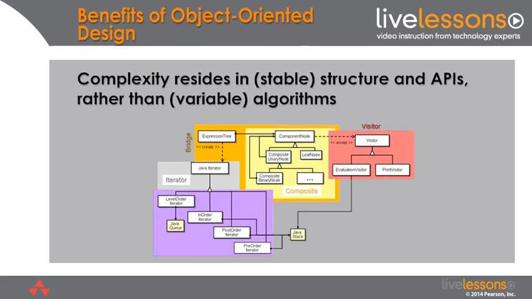One of the benefits of an object-oriented design, especially in comparison with the original algorithmic decomposition we talked about in Lesson 3, is that the complexity resides in relatively stable structures and APIs, application programming interfaces, rather than in variable algorithms. Algorithms tend to change. You tend to have different ways of doing the functionality. You typically have new features that users want. But if you structure around something that's stable as opposed to something that changes, you're more likely to have a solution that will be able to evolve more readily and seamlessly and transparently over time.